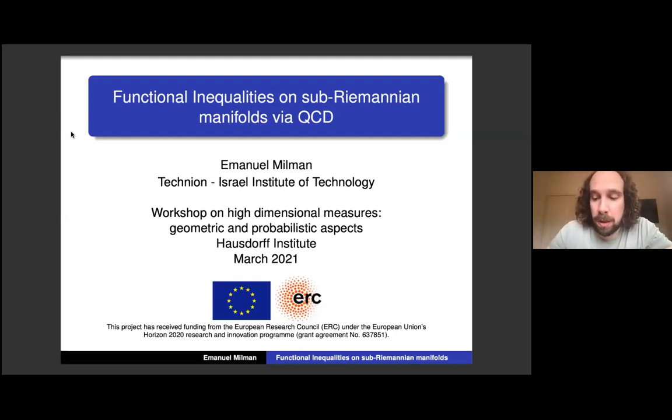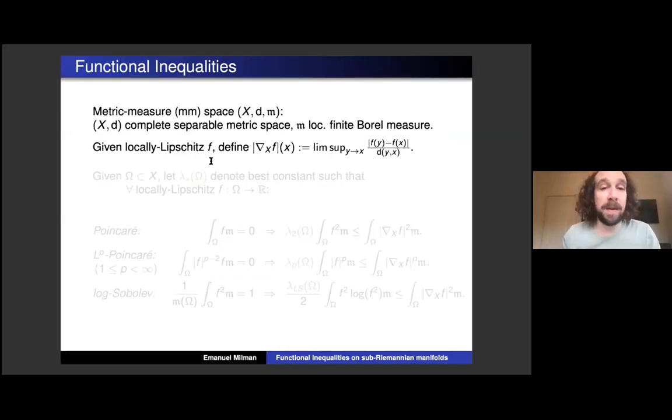Okay, so let me maybe start by explaining what I mean by those, and I might as well define them on a general metric measure space. So we have a metric space (X, d), which we assume is complete and separable, let's say, and m is a locally finite Borel measure on this metric space. So given a locally Lipschitz test function f, we use this notation to define the local Lipschitz constant of f, defined as the lim sup when y goes to x of the usual quotient of differences.